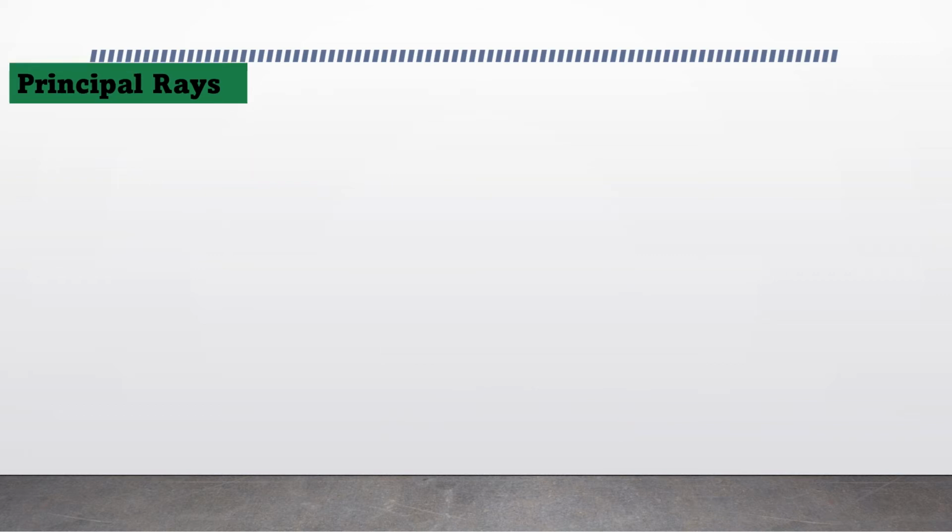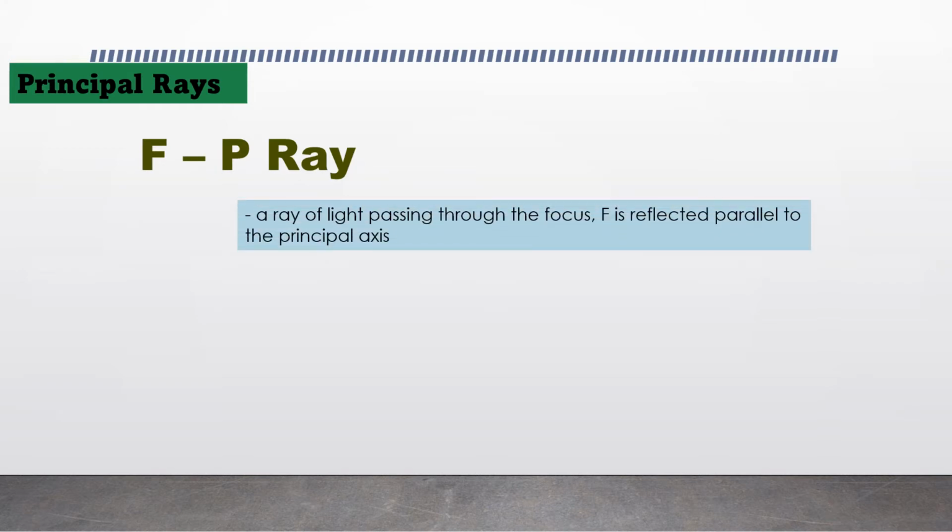Second principal ray, we have the F to P ray. It states that a ray of light passing through the focus, or F, is reflected parallel to the principal axis. So let us draw the F to P ray.